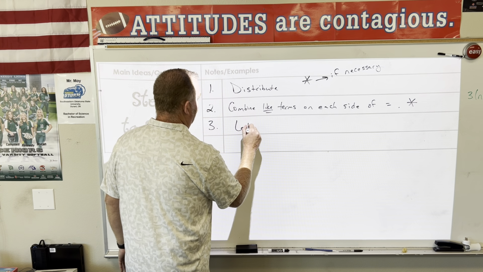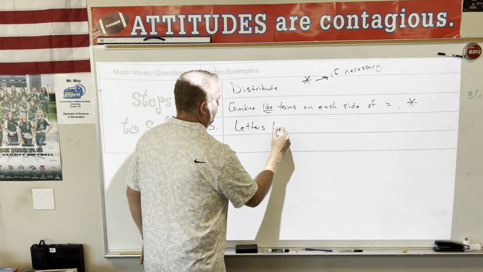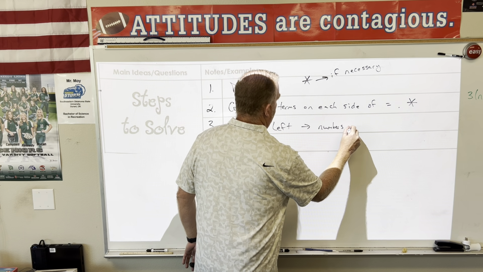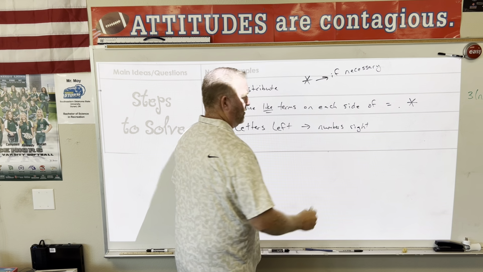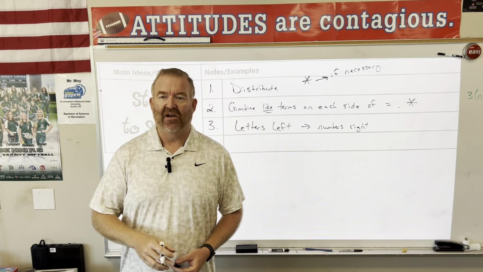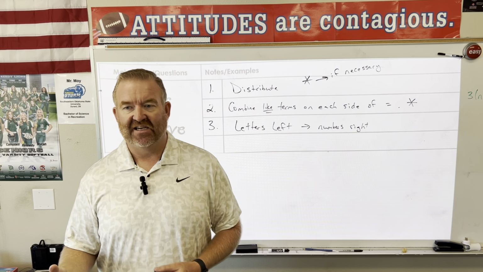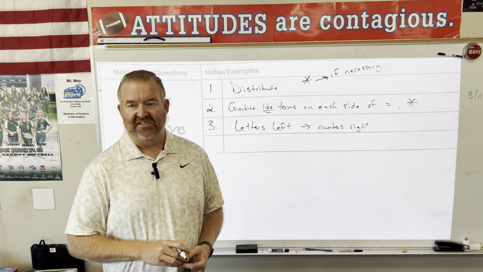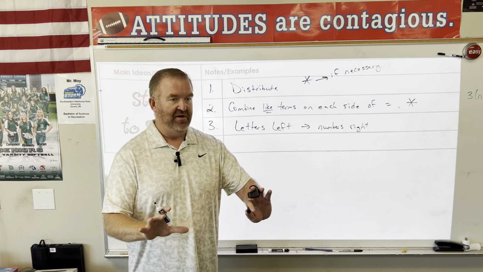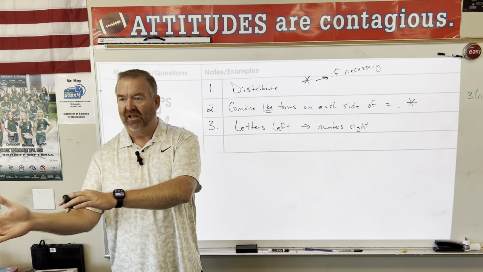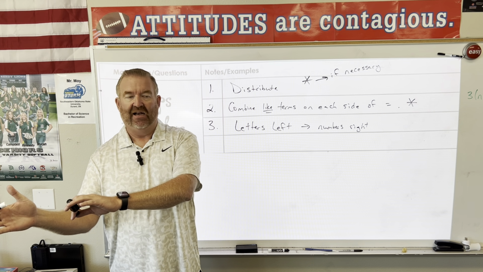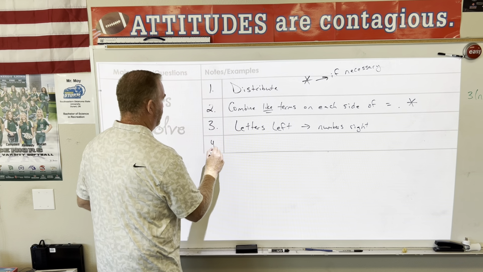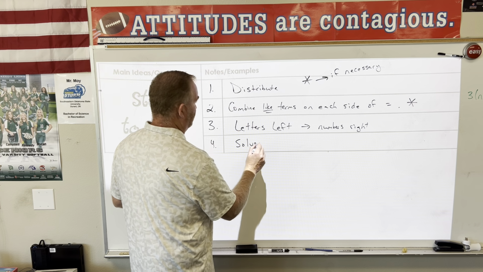We're going to call this letters left, and I'm going to call it numbers right. If it has a letter, if it has a variable, it's going to go on the left-hand side of the equal sign, and I'll show you what that means in just a second. I want to put the letters on the left-hand side. I want to put the numbers on the right. Is everybody with me? Because you just showed me that you like the letters on the left-hand side. I do too. That's just the way we seem to like it. And then the last one is simply solve or simplify.